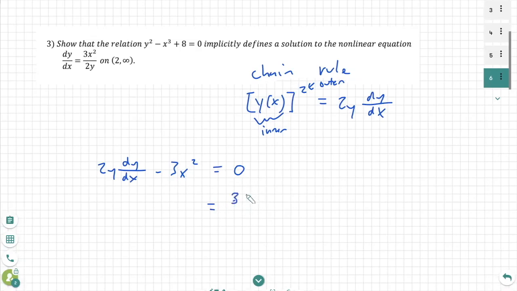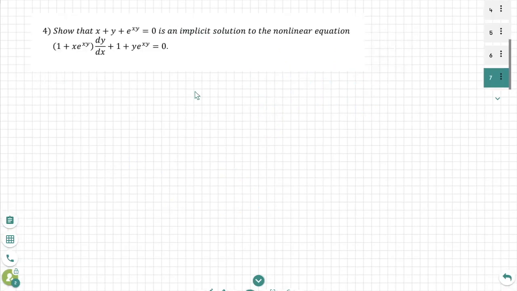And then what do you get after? And then divide by 2y on both sides, and you have dy dx. Yeah, exactly. So we see that the derivative of this relation is 3x squared over 2y, which is x's differential equation.